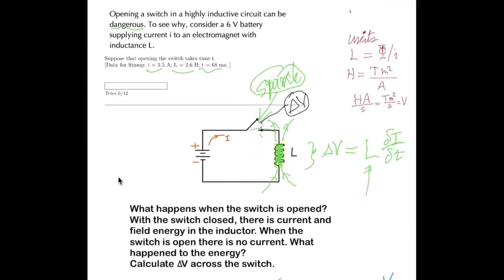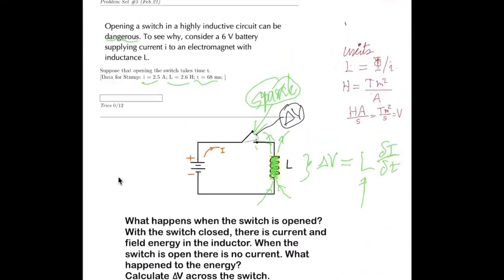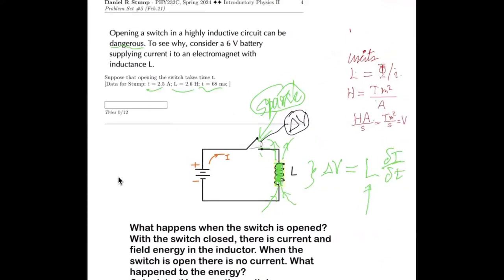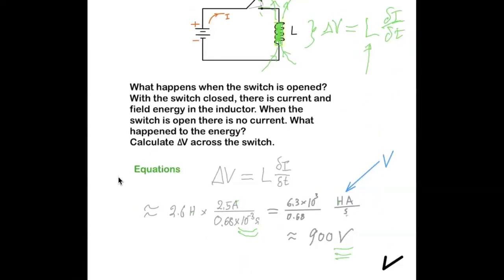Inductance is flux over current. The unit of inductance is henries, H. Flux is magnetic field times area, so that's Tesla meter squared. I is amps. So we have here HA over S. HA is Tesla meter squared, so HA over S is Tesla meters squared per second. And a Tesla is a volt second per meter squared, so that's volts. So the unit will be volts, and the number will be about 1,000.